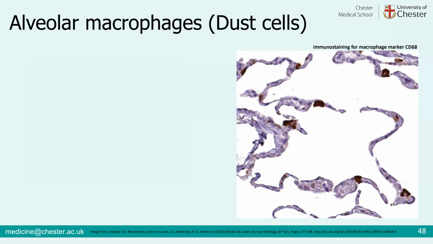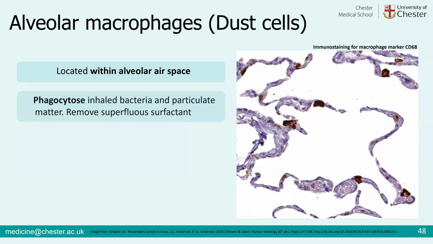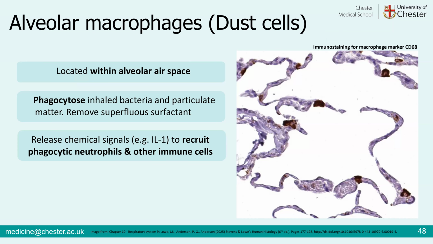And they are phagocytic cells, so they can engulf debris, particulate matter, organisms that might get all the way down to the alveoli. Hopefully all those systems and measures we have in place stop anything getting all the way down, but if it does get to the level of the alveoli, we have our macrophages. So they phagocytose and inhale bacteria and particulate matter. They can also remove superfluous surfactant, so just any extra surfactant that is not needed. They also release chemical signals to help recruit other phagocytic cells, such as neutrophils and other immune cells, to help address bacteria if there is any there.